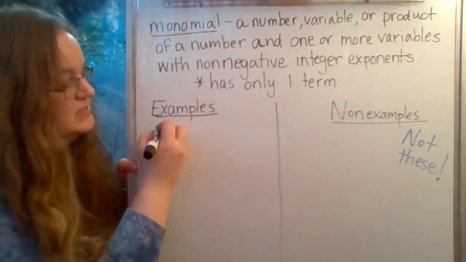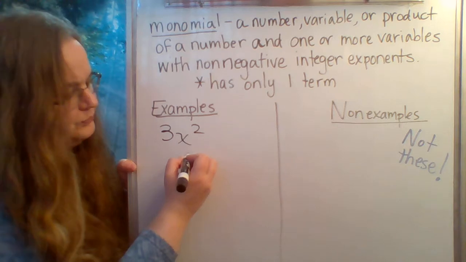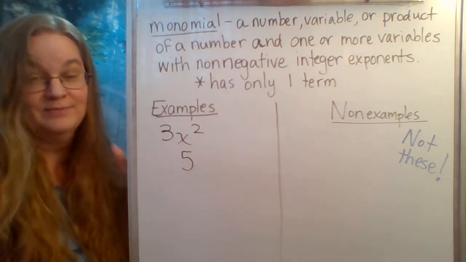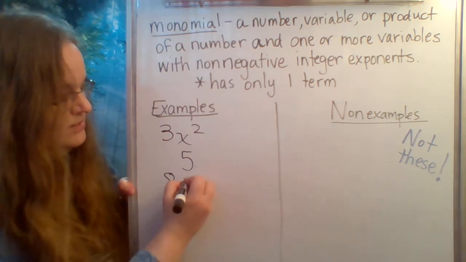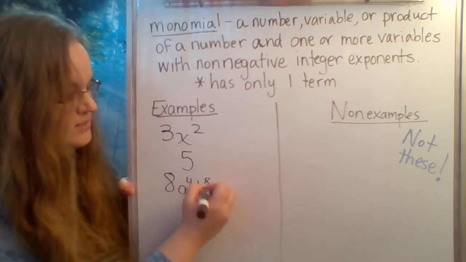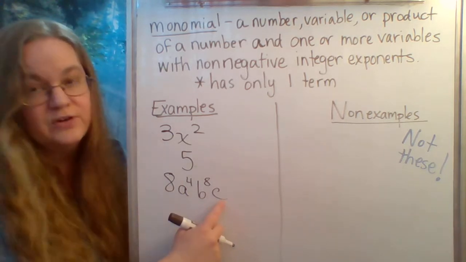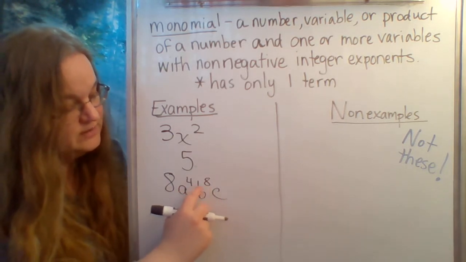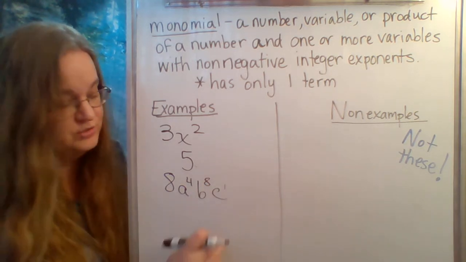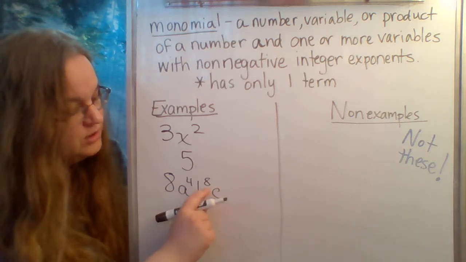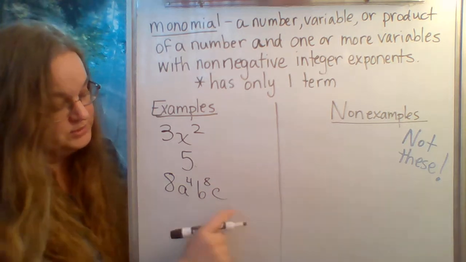For instance, 3x squared is an example of a monomial, or the number 5. It's a monomial. It's all by itself. 8, a to the 4th, b to the 8th, c is also a monomial because even though there's a bunch of variables, all of these have exponents. Remember, if it's just c, that's the same as c to the 1st. We just don't usually write the 1. These are all non-negative integer exponents, and it's the product of one or more variables and a number.